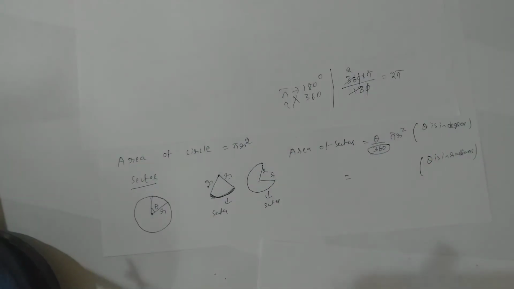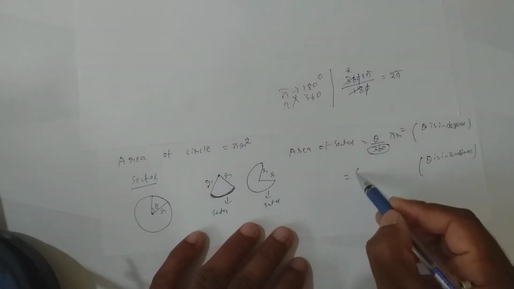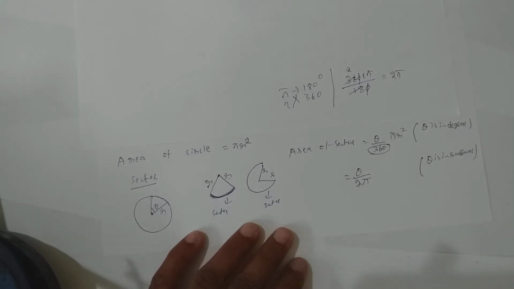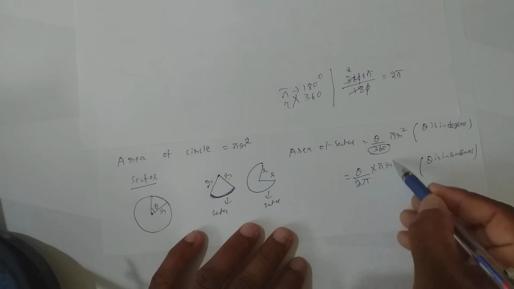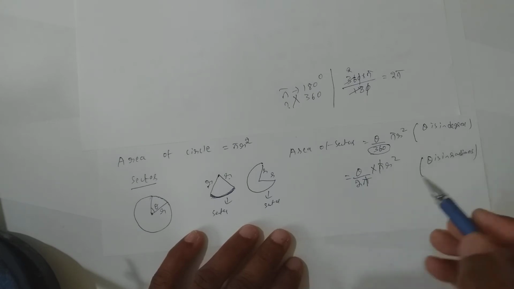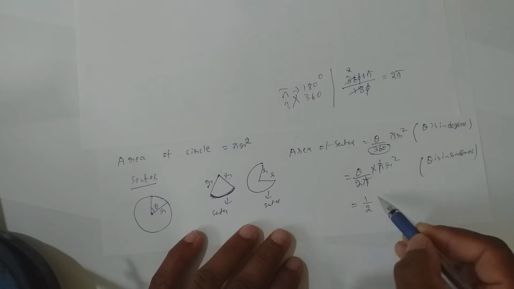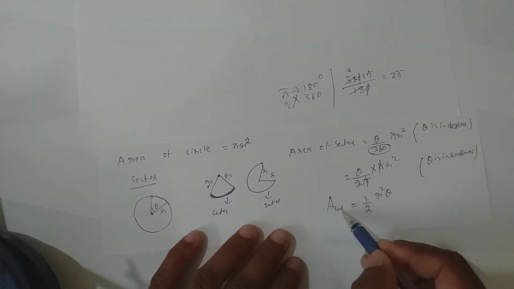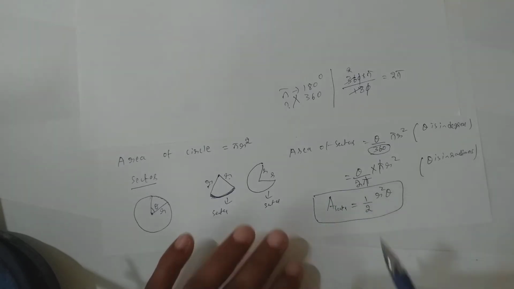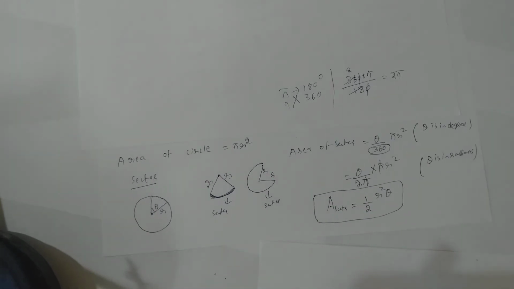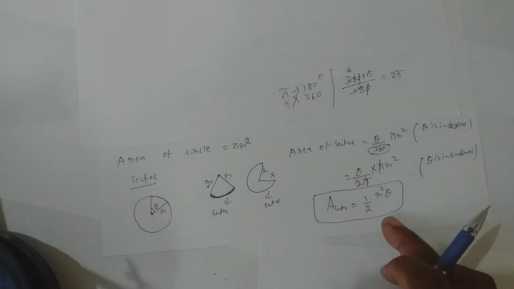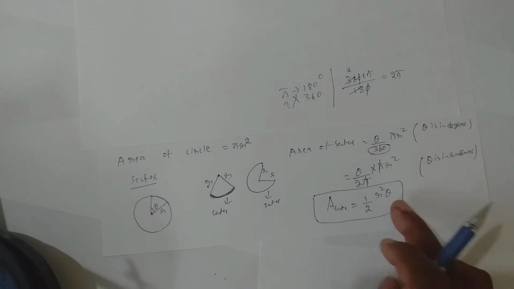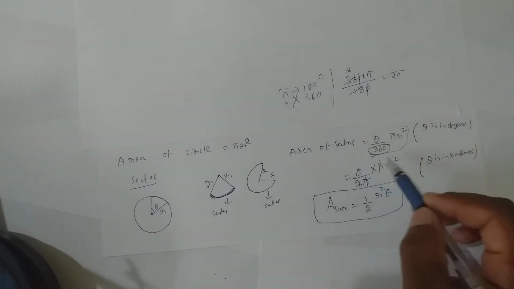So to get the answer in radians, my angle should be changed to radians. So in place of 360, I place 2 pi into pi r square. What gets cancelled? Pi and pi get cancelled. So now the formula is half r square theta, whenever theta is in radians. Am I clear with the area of sector formula? It's half r square theta. Condition: theta should be in radians. If it is in degrees, the earlier formula you need to use.